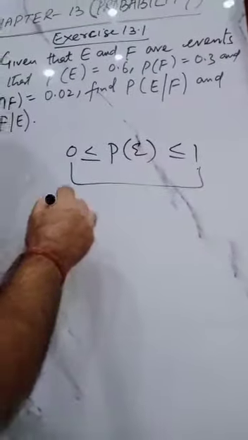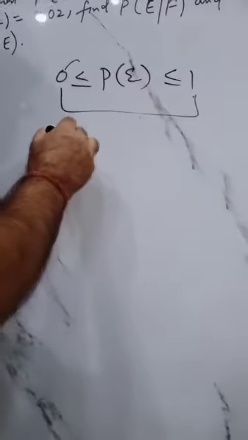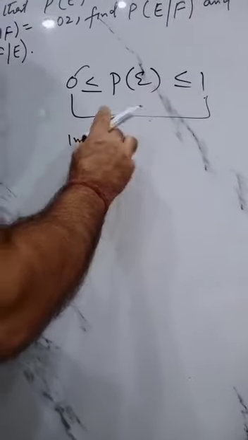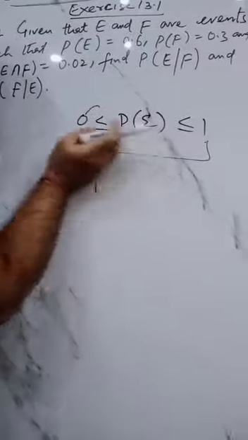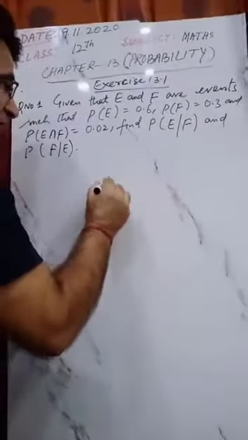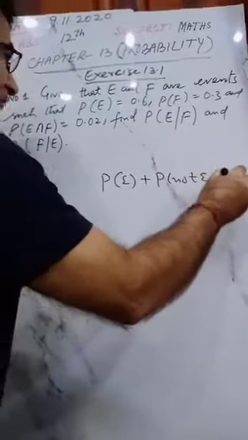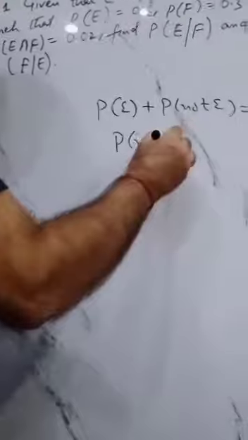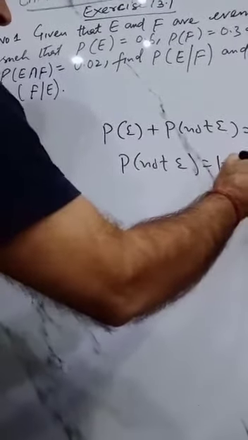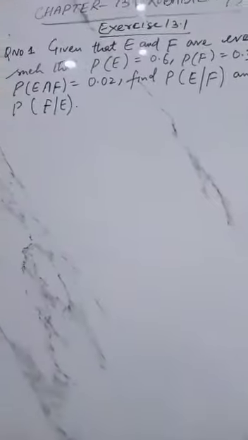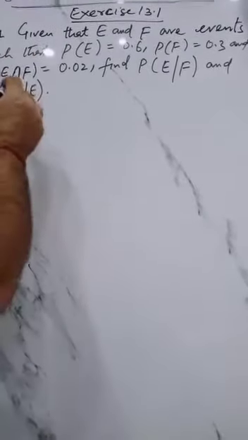and 1. So 0 is called impossible event, and 1 is called sure event. And the sum of all the probabilities is always equal to 1. So we have already studied probability of event plus probability of not event is always equal to 1. That means probability of not event is always equal to 1 minus probability of event. So this is what you have studied from the earlier classes.